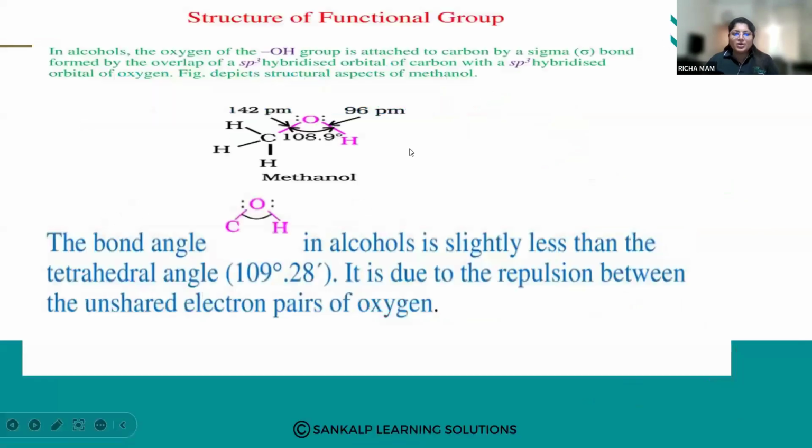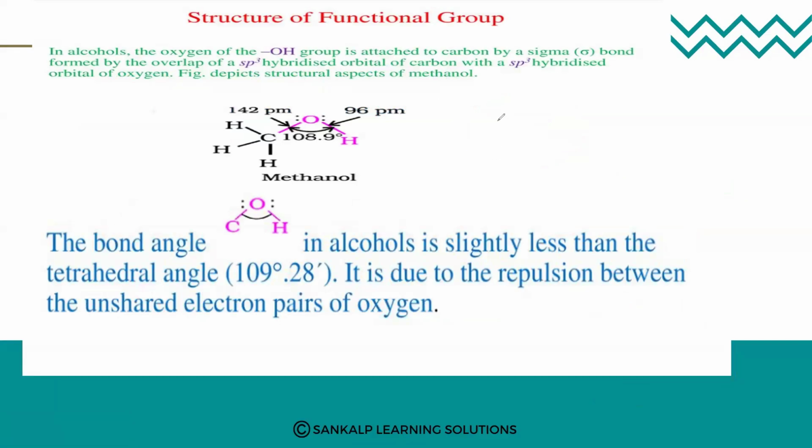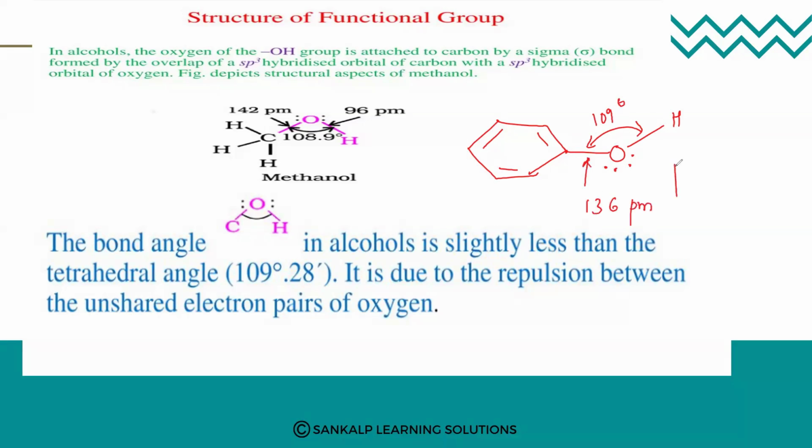Let us see the structure of the functional group. So this is the functional group for alcohol. Similarly, I write the functional group for phenols. We will study both the functional groups together. So this is for phenol and that is for alcohol.